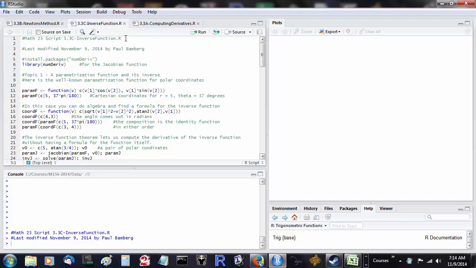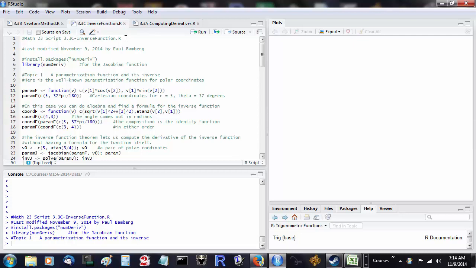If you haven't already done so, install the numDeriv package. We'll call the library function so that we'll have access to the Jacobian function. And for my first example, I'm going to use the best known example of non-Cartesian coordinates, namely polar coordinates.